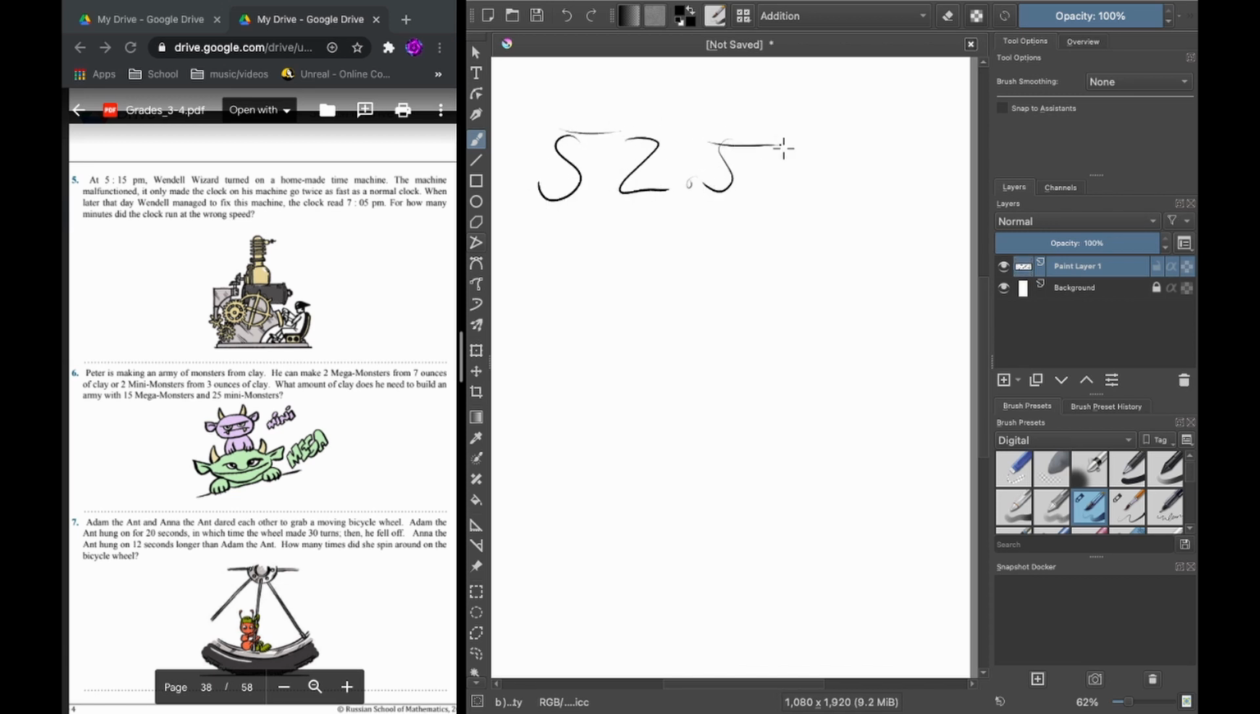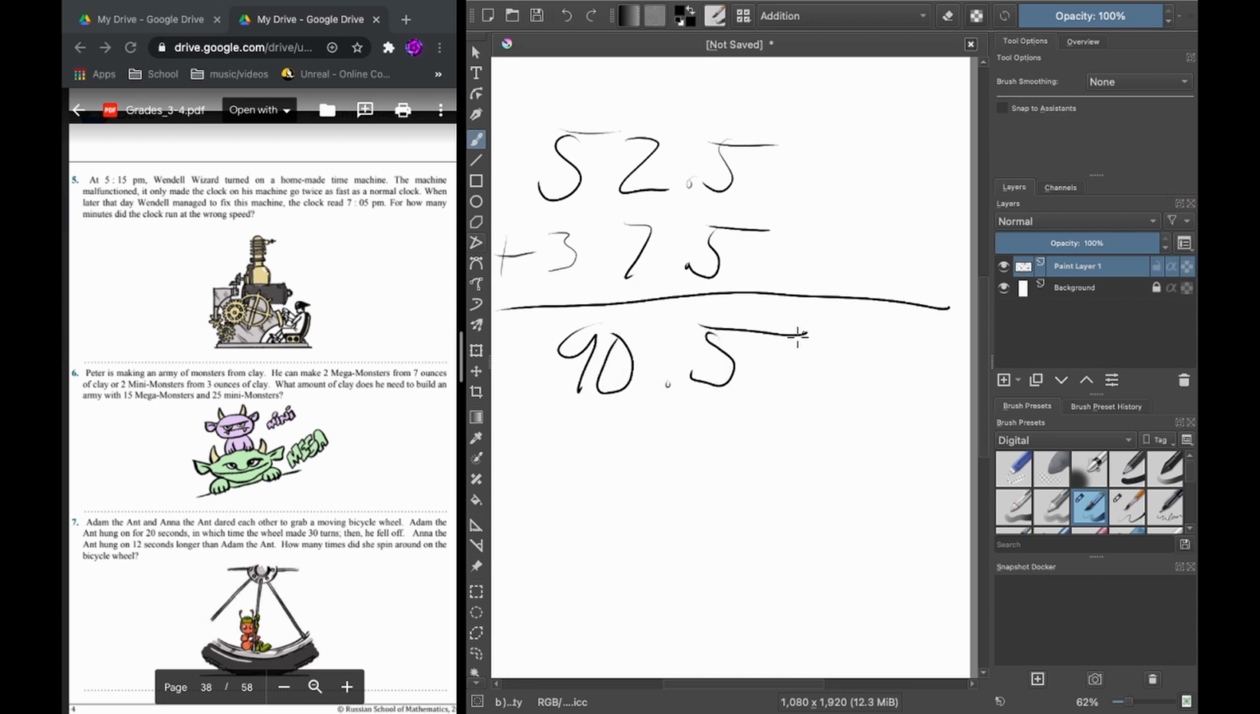52.5 plus 37.5 would be our answer. So that's basically 90.5. No, not 90.5. 90.0. So that is that.